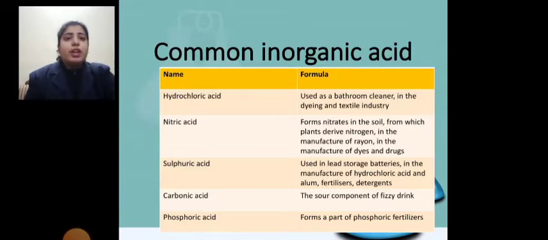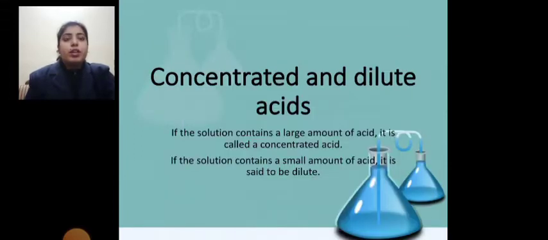The next one is carbonic acid. Carbonic acid is actually the sour component of the fizzy drinks. The last one is phosphoric acid. Phosphoric acid forms a part of phosphoric fertilizers. Now, what are concentrated and diluted acids? If the solution has a large amount of acid in it, then it is known as a concentrated solution. Whereas, if a solution has a very small amount of acid in it, then it is known as a dilute solution.